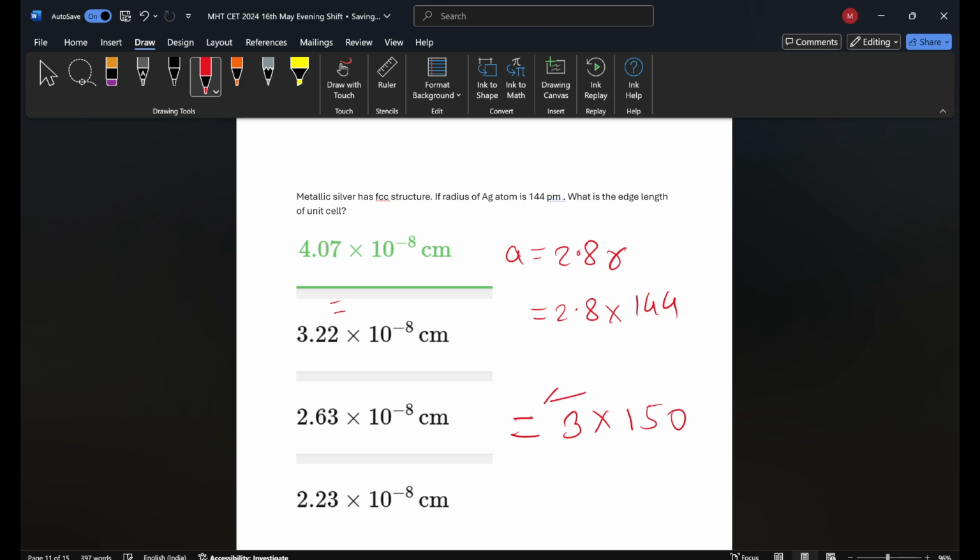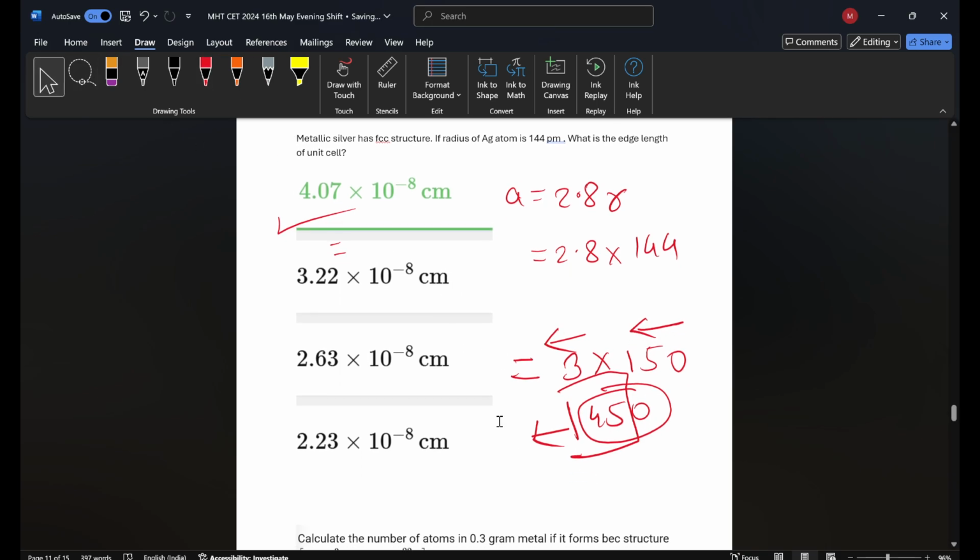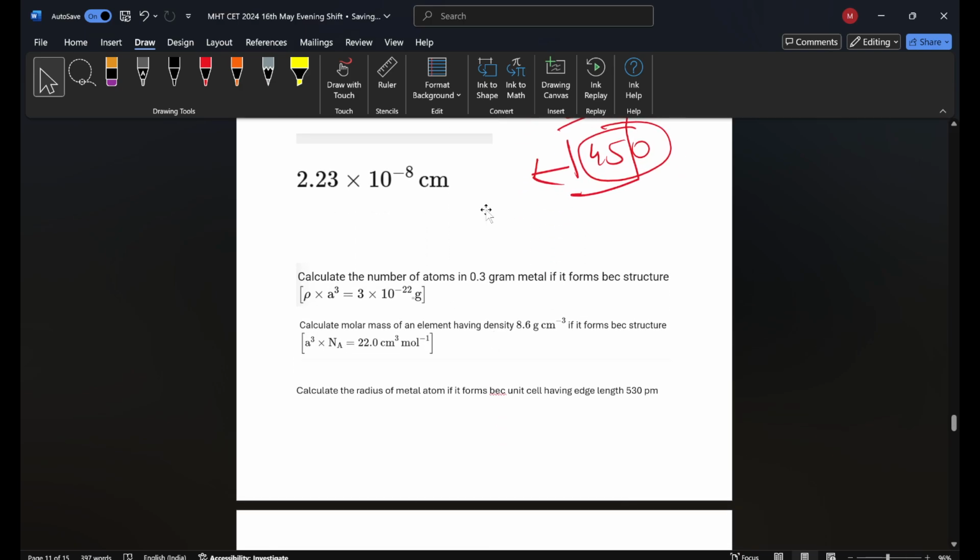Both of these are less than our values, right? 144 is less than 150, 2.8 is less than 3. So 15 threes are 45, 450 we know. So the answer should be less than 450, but close to it. So there is only one option which fulfills our requirement.